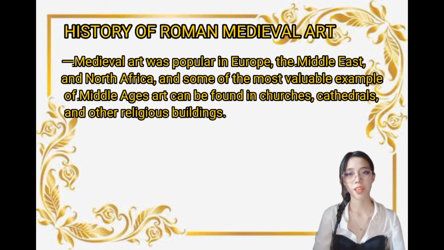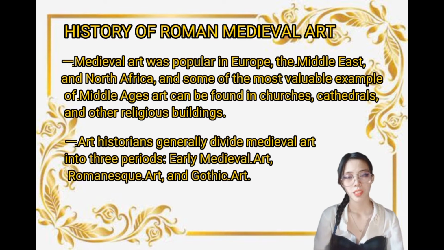The history of medieval art is extensive, spanning across several centuries and genres. Medieval art was popular in Europe, the Middle East, and North Africa. Some of the most valuable examples of Middle Ages art can be found in churches, cathedrals, and other religious structures. The use of valuable materials such as gold for objects in churches, personal jewelry, backgrounds for mosaics, and as gold leaf in manuscripts was also prominent. The Middle Ages did not begin or end on a specific date. Art historians generally divide medieval art into three periods: early medieval art, Romanesque art, and Gothic art.